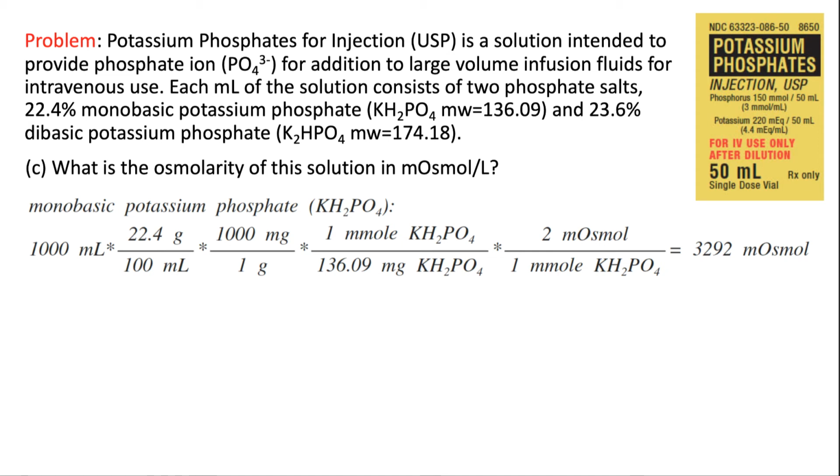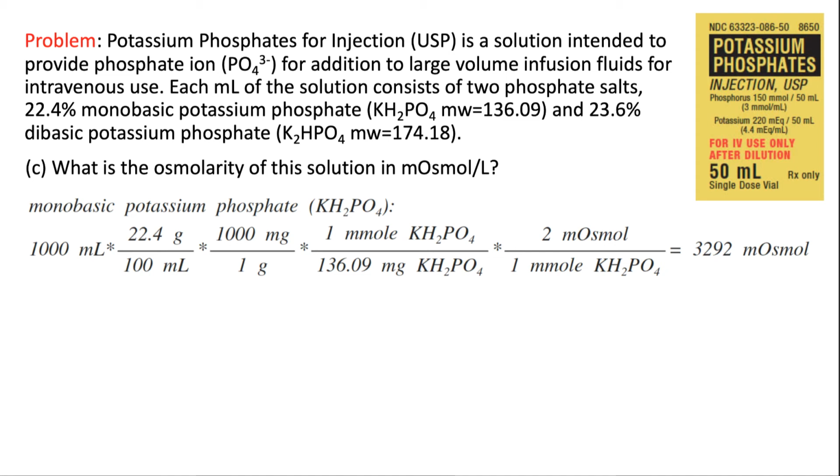Therefore, our final step is to multiply by the fact that we would have 2 milliosmoles, since there are 2 particles, for every 1 millimole of the parent molecule, KH2PO4. Do that math across, and you'd get a total number of 3,292 milliosmoles. Keep in mind, that's the number of milliosmoles in 1 liter.